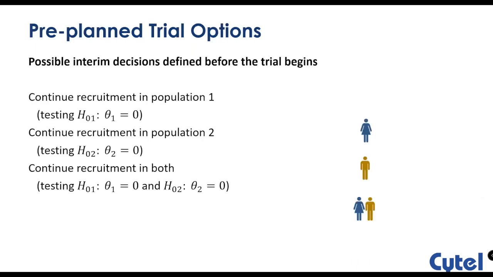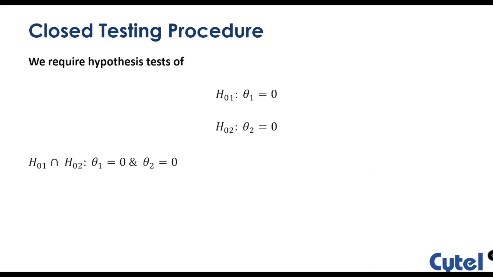So what we need is a testing procedure that will cover each of these possible eventualities of the trial in terms of controlling the error rate. What we require is a closed testing procedure. So these first two tests should be familiar in that they are the individual tests of the null hypotheses in population 1 and in population 2. The addition is this intersection hypothesis.